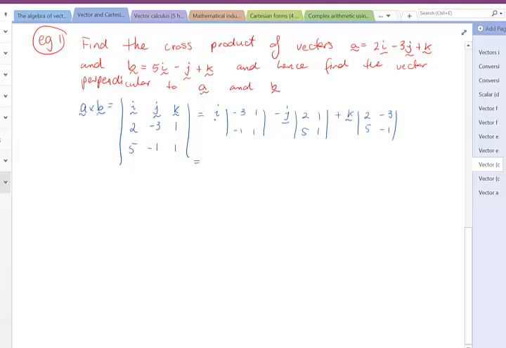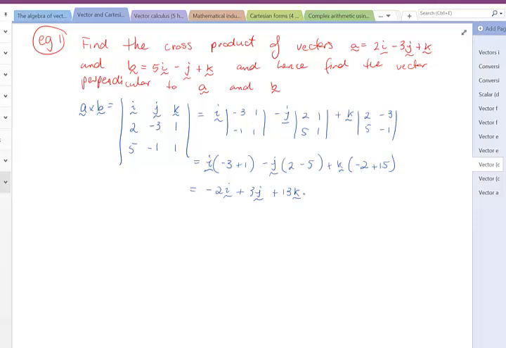Okay, so what we get is I multiplied by -3, subtract -1, so +1, subtract J multiplied by 2, subtract 5, and K multiplied by -2 plus 15. So we get -2I plus 3J plus 13K is a vector that is perpendicular to A and B. All right. So hopefully you can see how simple that is.